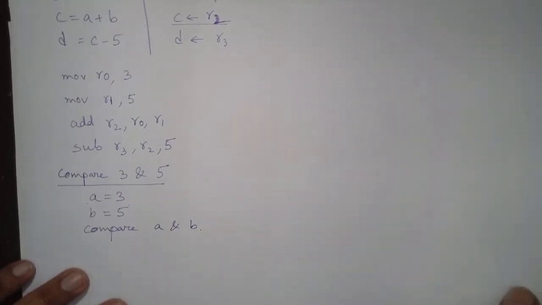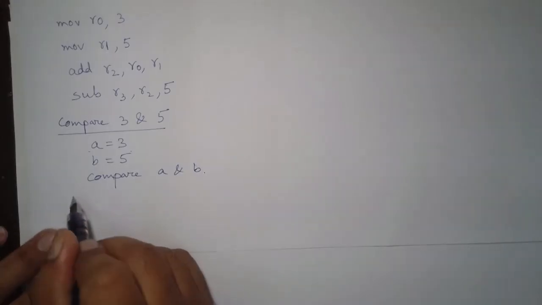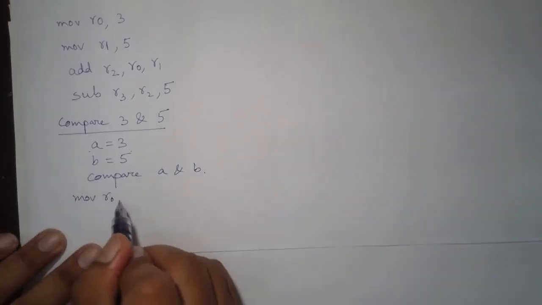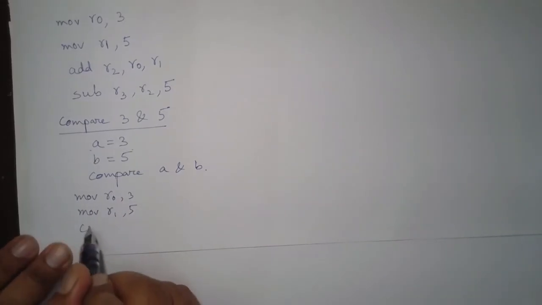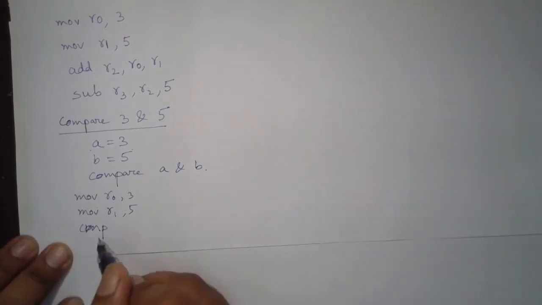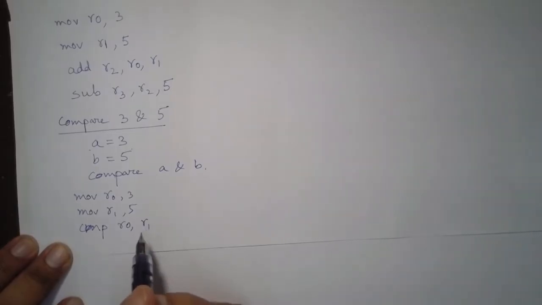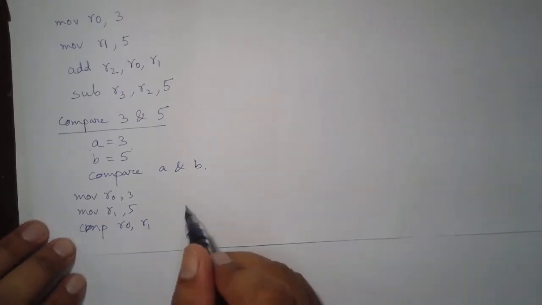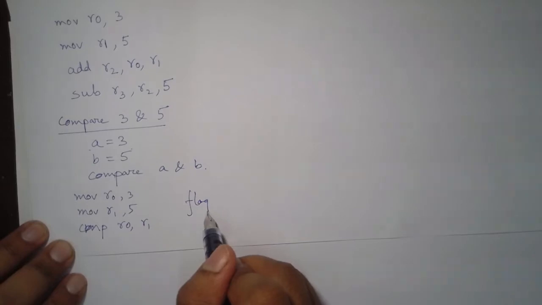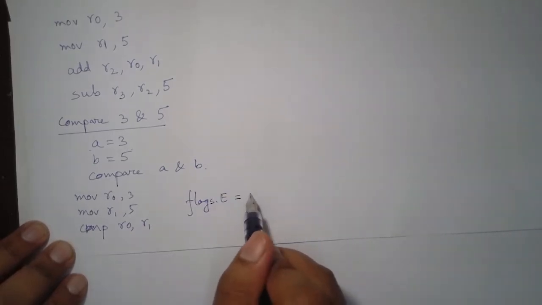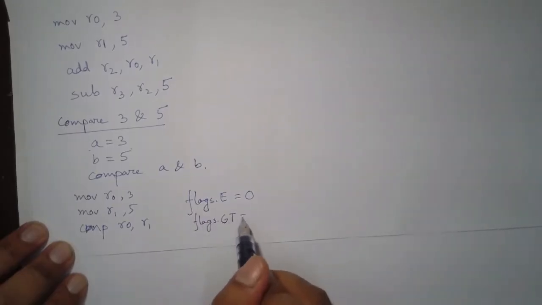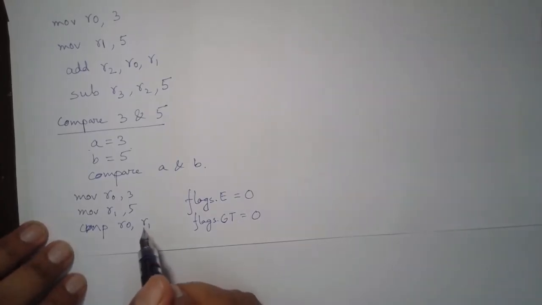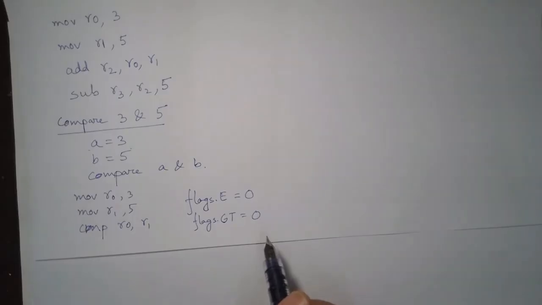Basically, you have to load these values of A and B in some registers. So, you will be moving R0 with 3, move your R1 with 5, and then you write down CMP, compare R0 R1. Now, since R0 is less than R1, what will happen? You can look at the status of the flags. flags.e will not be set because the values are not equal. Similarly, flags.gt, greater than, will also be 0 because R0 is not greater than R1. That is why both these flags will be 0.